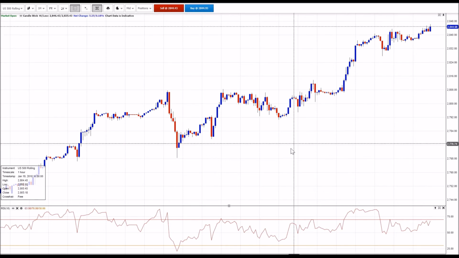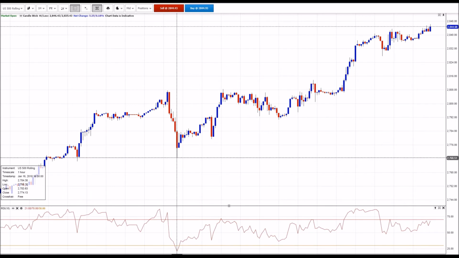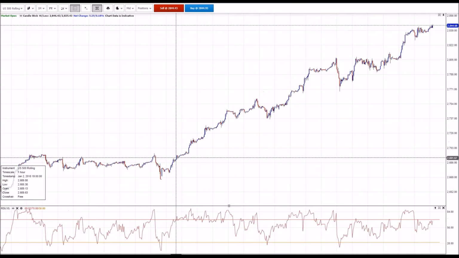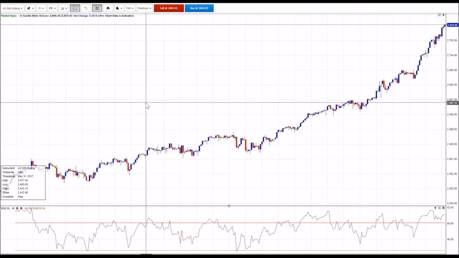Big support way back here. God, it is a mile away, isn't it? It's like 70 points away, and it's only where the market was just over a week ago. It just keeps going up. There's not much more to say. Apart from that, if we flip it over to a daily, I think we all worry about stock market crashes.